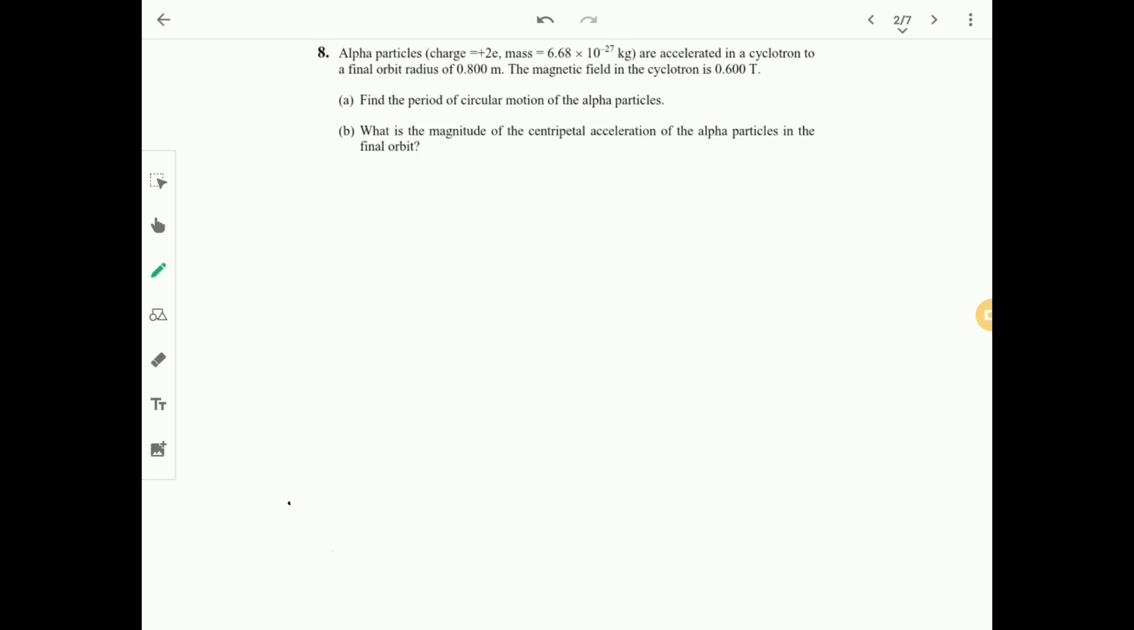Question 8, part A. Fine, we have alpha particles of a given charge, 2 plus, 2 times the charge of an electron. Mass is given. Accelerated in a cyclotron to a final orbit radius of 0.8 meters. The magnetic field is 0.6 Tesla. We have to find the period. So I'll give you guys a few seconds and then we check together.